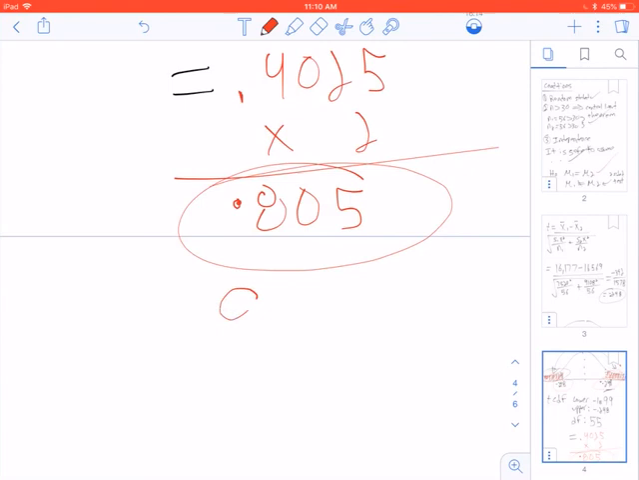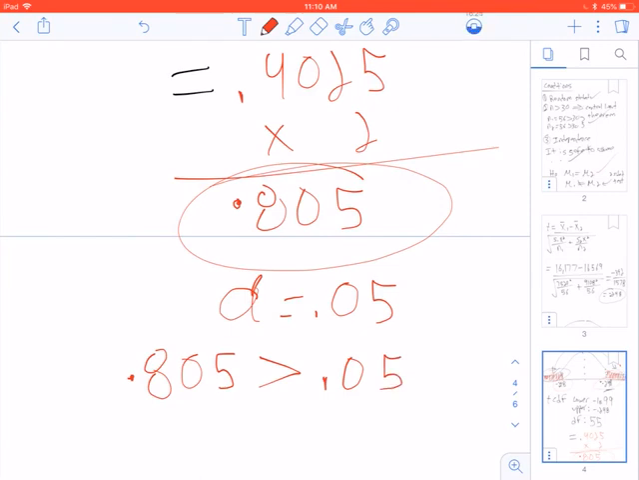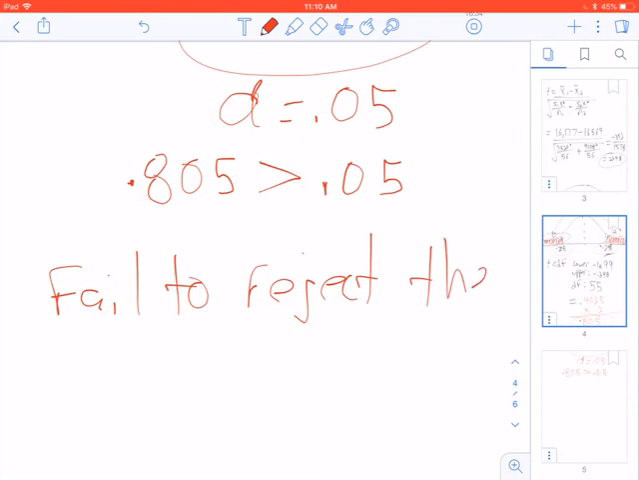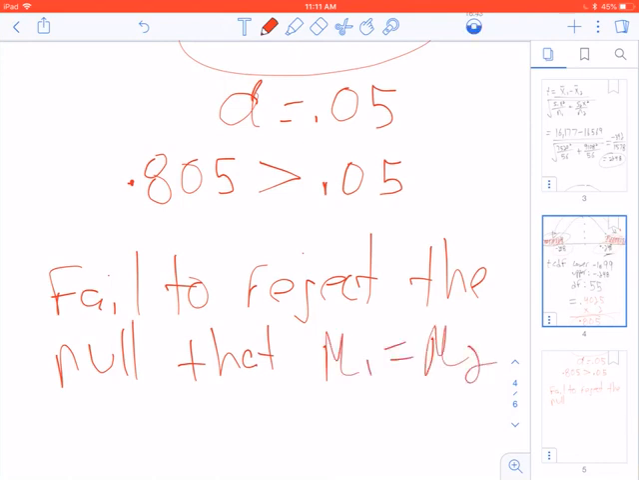And now if I'm comparing that to a 5% level of significance, well, 0.805 is much larger than 0.05. So I am going to fail to reject the null that M1 is equal to M2. We do not have convincing statistical evidence that there is a difference between the average number of words spoken by women at this university and spoken by men at this university.